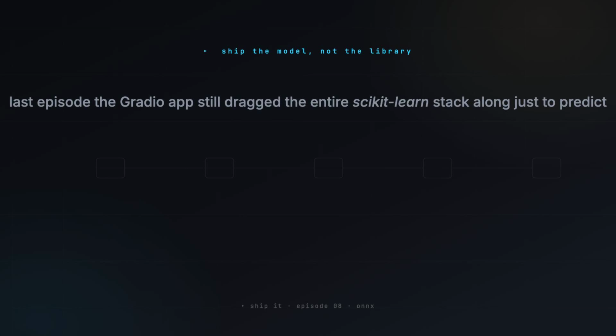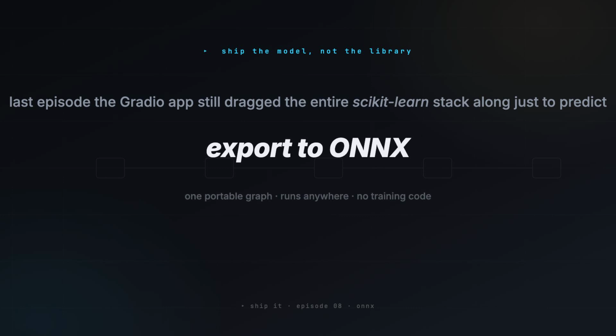Last episode, you wrapped a model in a Gradio app and shared a link in 2 minutes. But that app still drags the entire scikit-learn stack along with it just to make a prediction. So, here's the question. Can you ship the model without shipping the library that trained it?